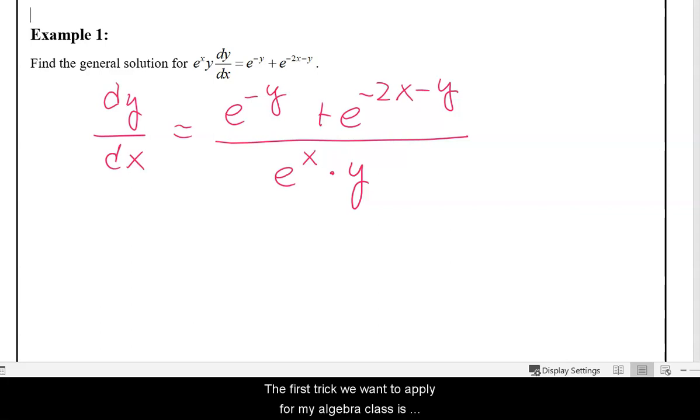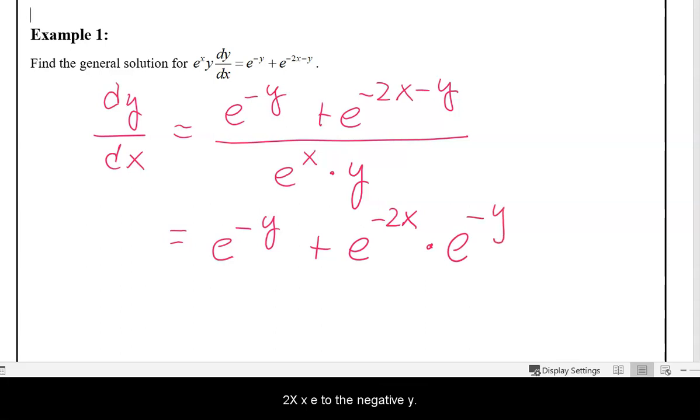In order to do that, we're going to have to apply some tricks here. The first trick we want to apply from our algebra class is to separate this term e to the negative 2x minus y power into two factors, e to the negative 2x times e to the negative y. That will be step 1. This gives me e to the negative y plus e to the negative 2x times e to the negative y. We'll leave the denominator alone for now.